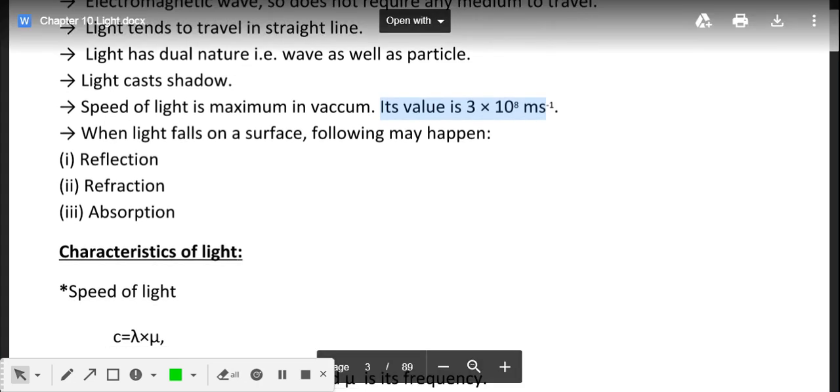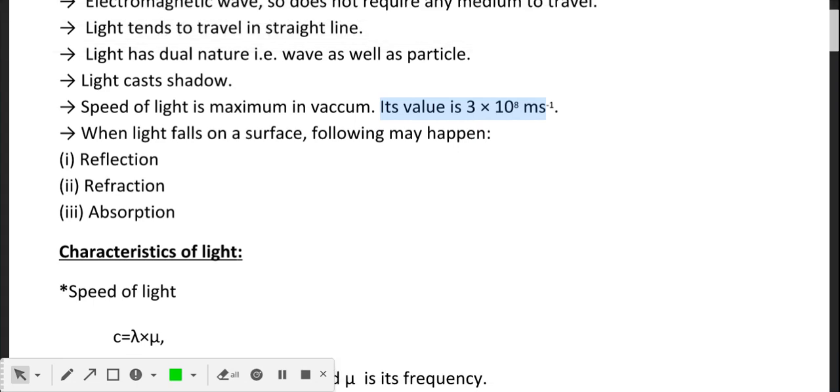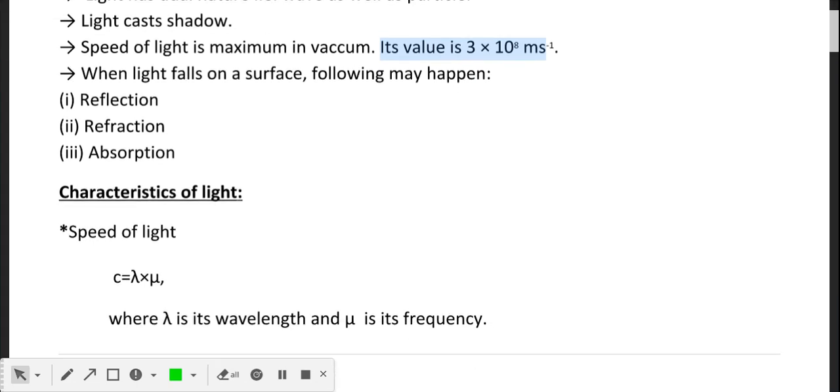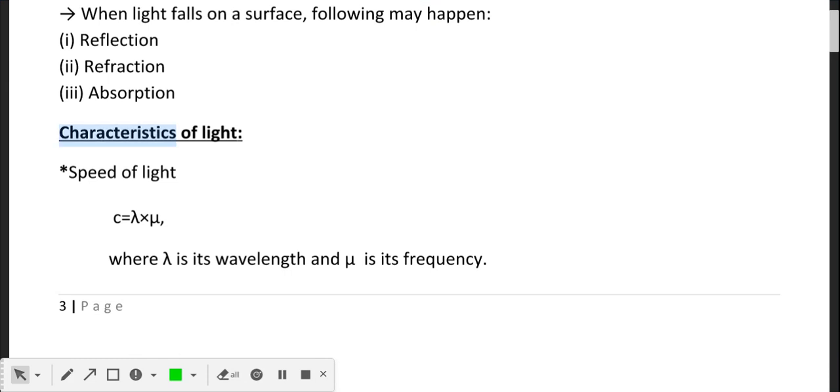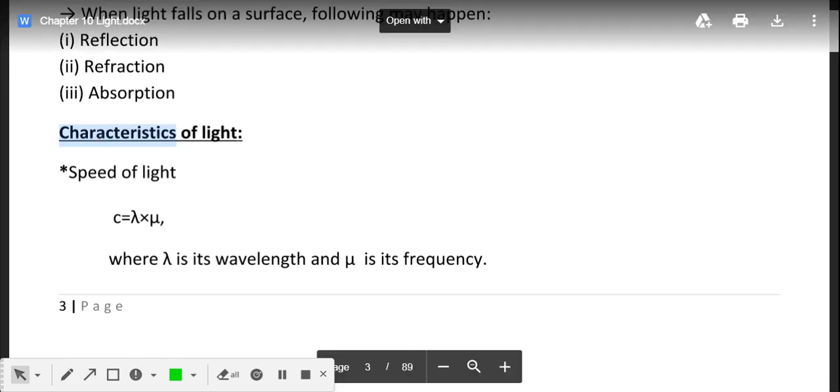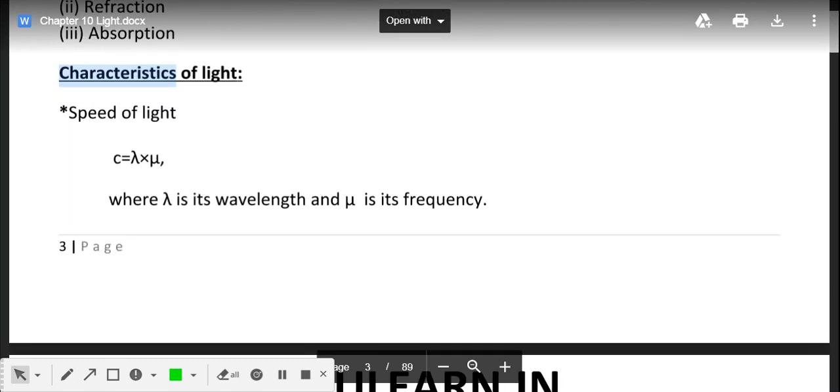When light falls on a surface, the following may happen: reflection, refraction, or absorption, that I have already told you. Now, what are the characteristics of light? Speed of light. What is speed of light? We calculate it by this formula: C is equal to lambda into mu. Lambda is, as you can see, wavelength, and mu is frequency of light.